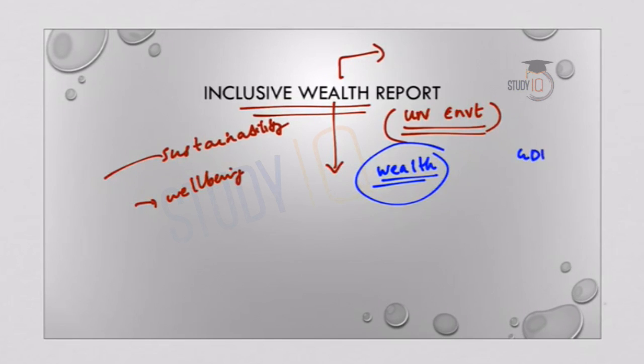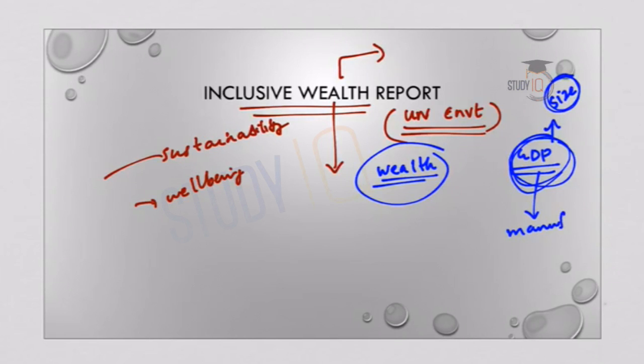Now GDP, or the gross domestic product, is the monetary value of all the final goods and services produced in an economy in a financial year. GDP measures the size of a country's economy, so economic growth is measured in terms of GDP. Whereas the Inclusive Wealth Index focuses on stocks of manufactured, human and natural capital. So GDP measures only manufactured capital, or what is being produced in the economy.